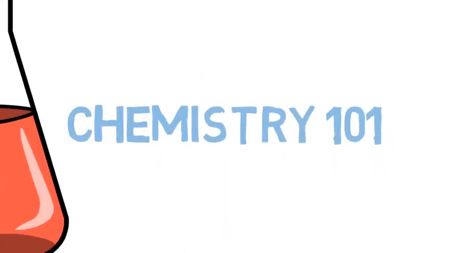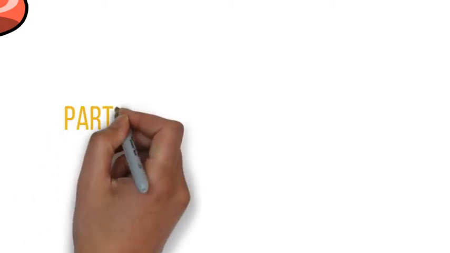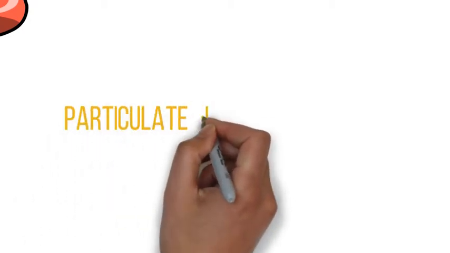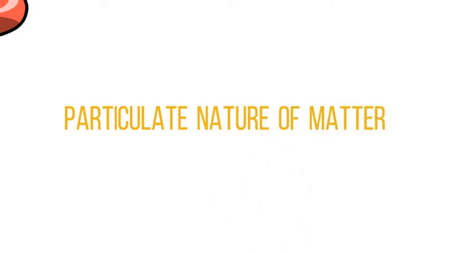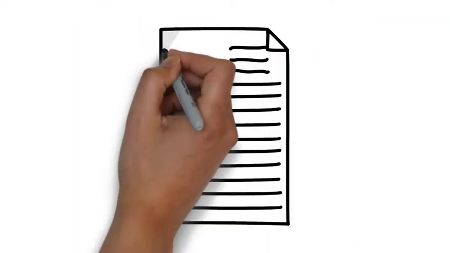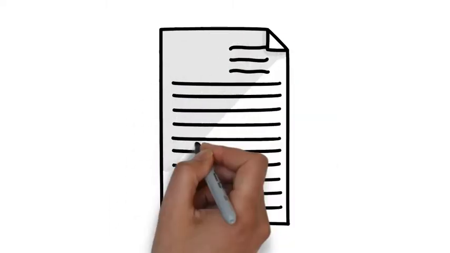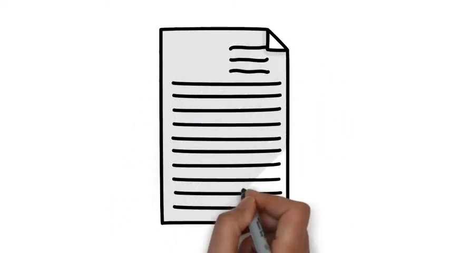We're going to get started with the first chapter, which is Particulate Nature of Matter. This is a fairly basic chapter which does not really require so much in-depth teaching, but as it is part of the syllabus, we're going to look into the areas of the syllabus and learn about it.